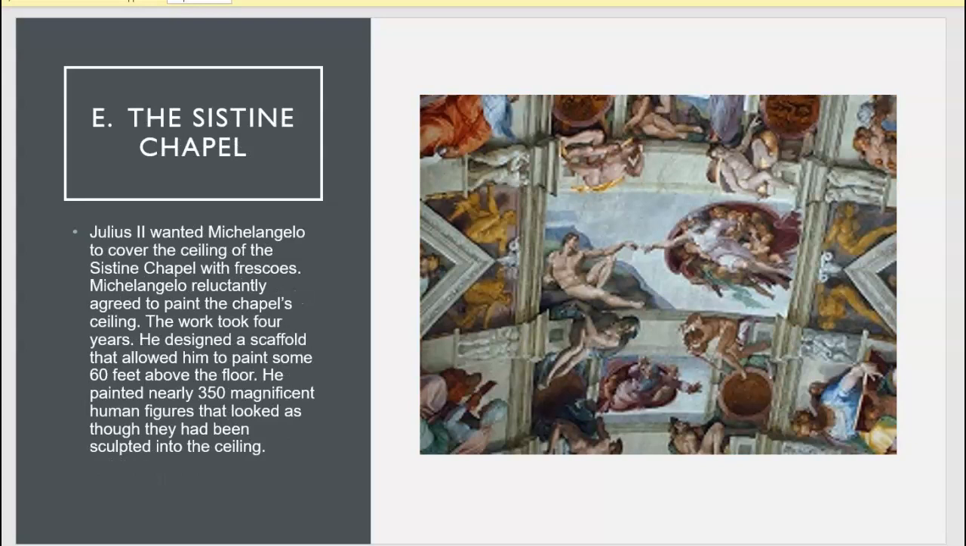The Sistine Chapel. Julius II wanted Michelangelo to cover the ceiling of the Sistine Chapel with frescoes. Michelangelo reluctantly agreed to paint the chapel ceiling. The work took 4 years. He designed a scaffold that allowed him to paint some 60 feet above the floor. He painted nearly 350 magnificent human figures that looked as though they had been sculpted into the ceiling.